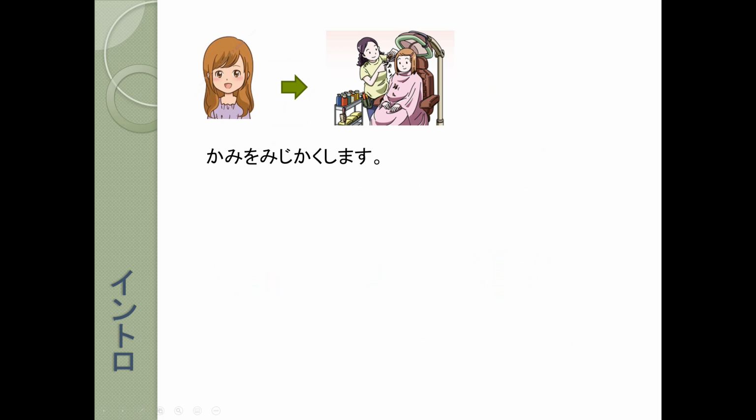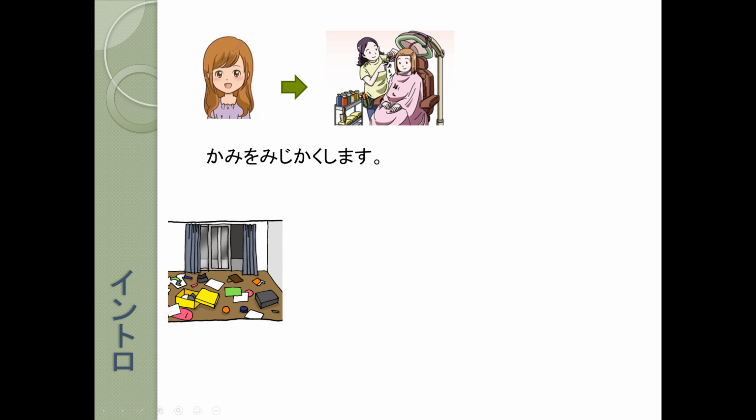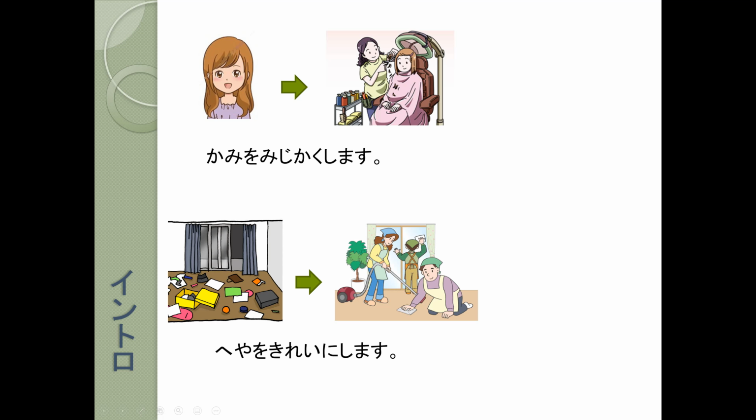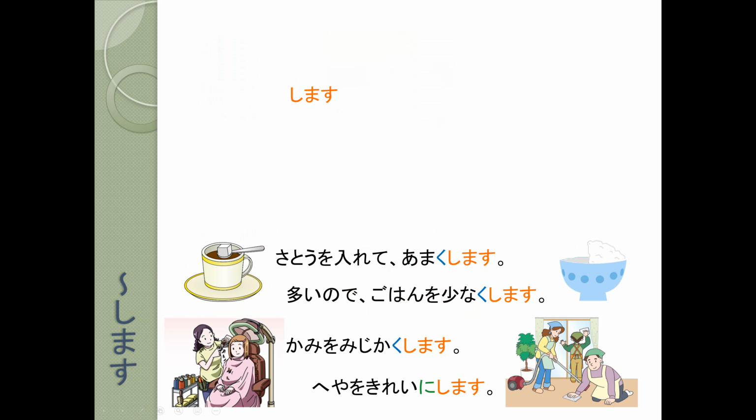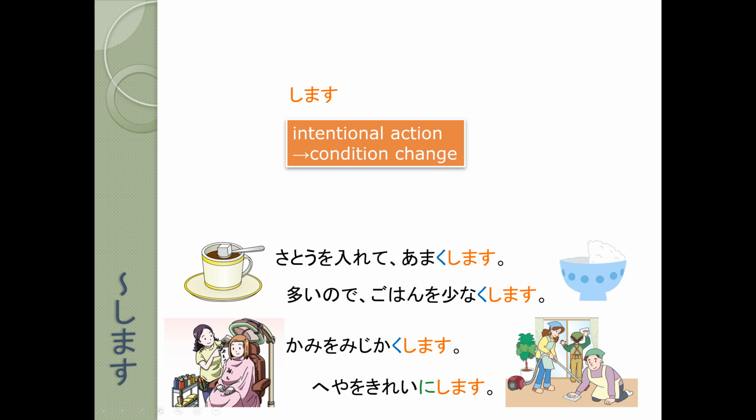私は髪を短くします。部屋がめちゃくちゃですね。部屋をきれいにします。So this します, when we put it together with an adjective, for example the e adjective, we're going to get rid of the e and put ku. So an e adjective plus ku, a na adjective, get rid of the na and put ni.